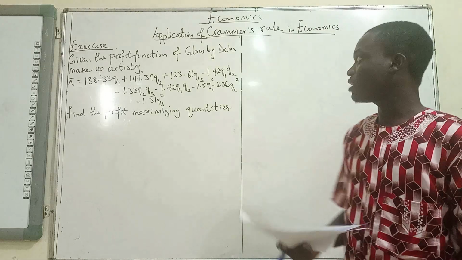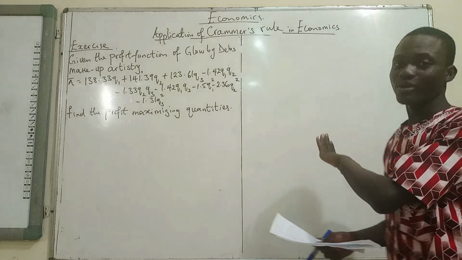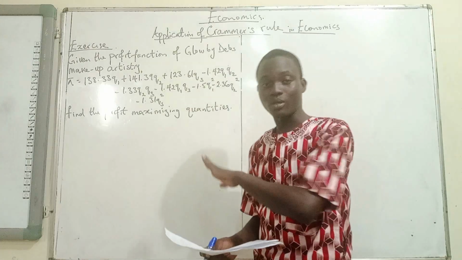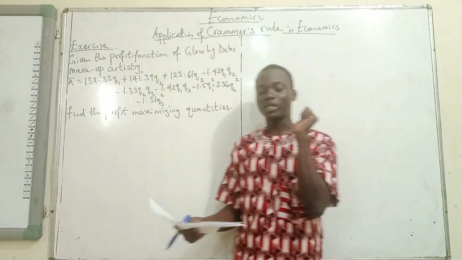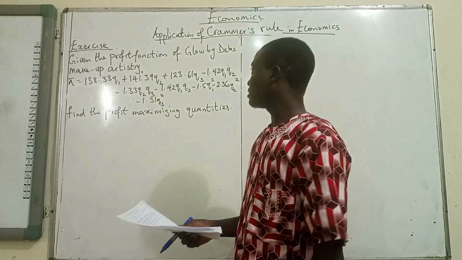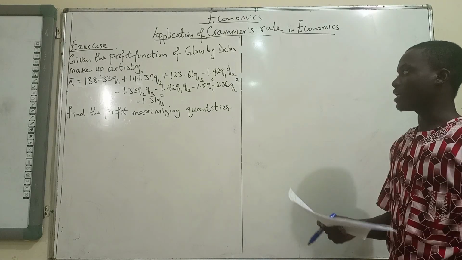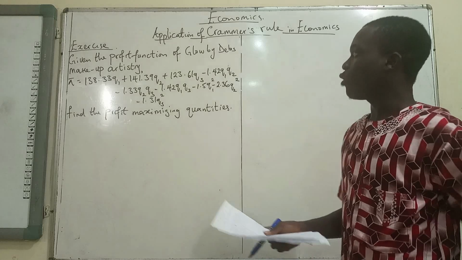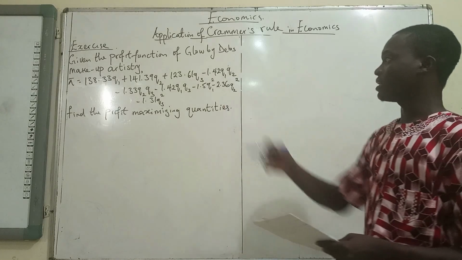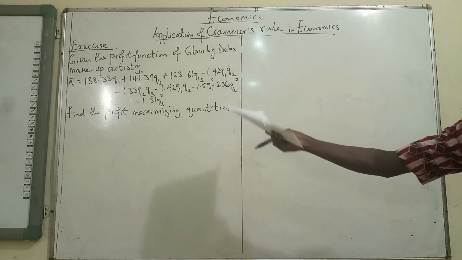As I promised, we'll be treating a class on the application of Cramer's rule in economics. Actually, this is not just the application of Cramer's rule, because that's a part of the question. It's the application of partial differentiation and Cramer's rule. Yeah, so that's what we are really doing today. We have this exercise that says, given the profit function of Glow by Deborah's makeup, and this is the profit function.